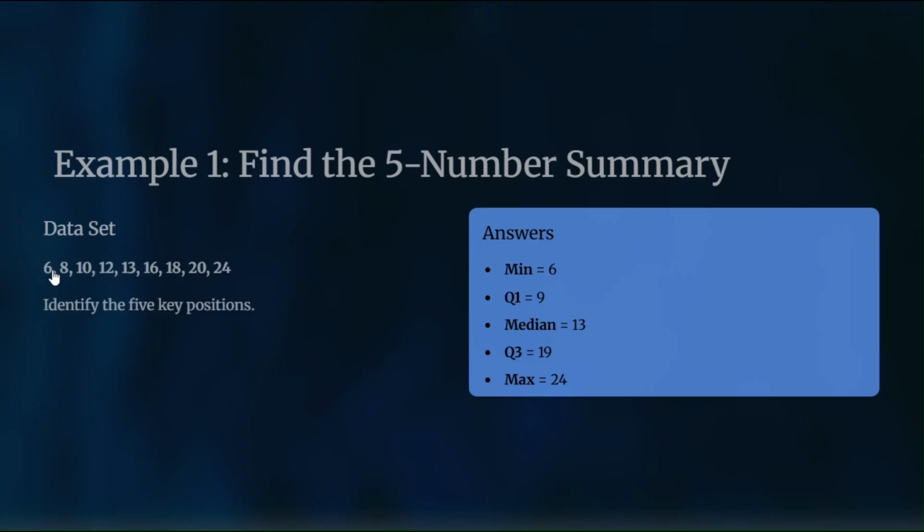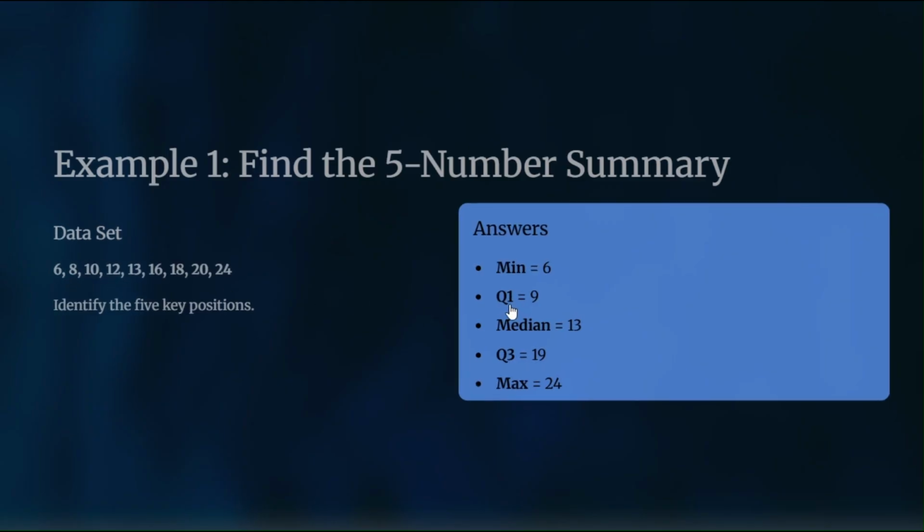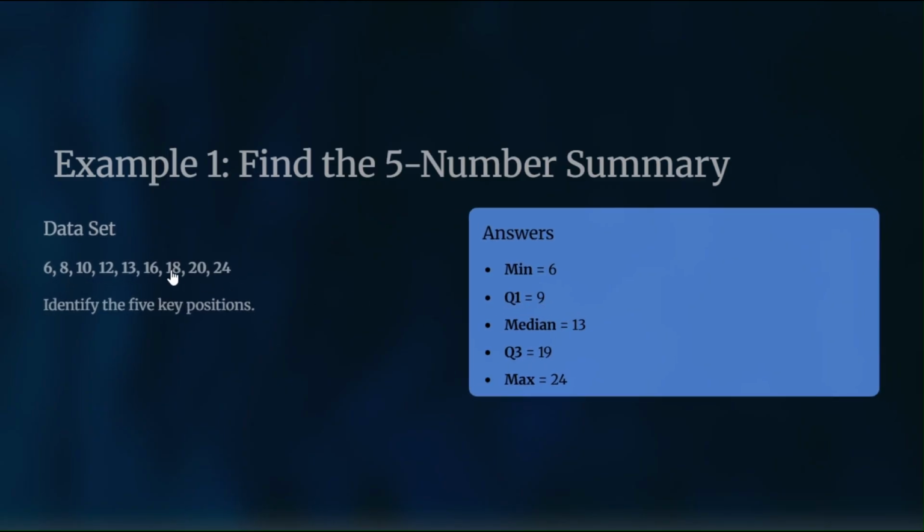Q1 will be the middle value of the bottom half of the data, which would be halfway between 8 and 10, which is 9. And then Q3 would be the middle value of the top half of the data, halfway between 18 and 20, which is 19. So our 5-number summary here is 6, 9, 13, 19, and 24.